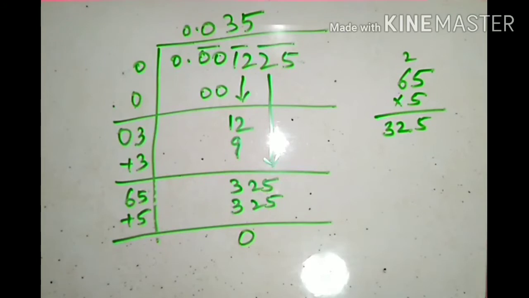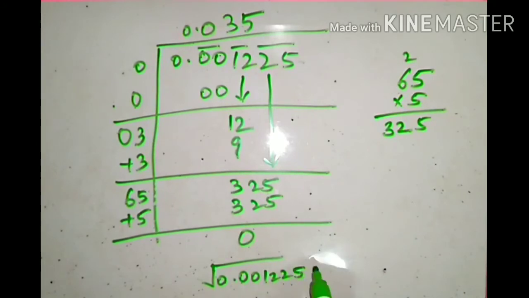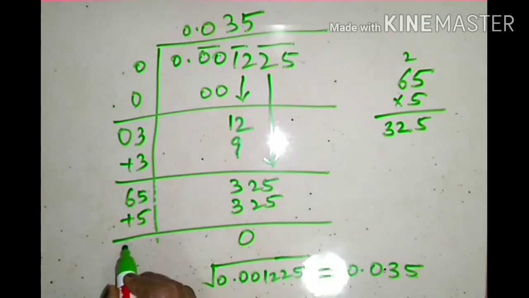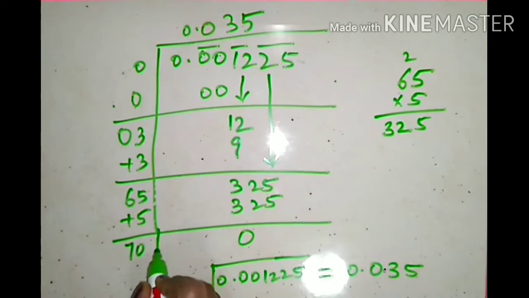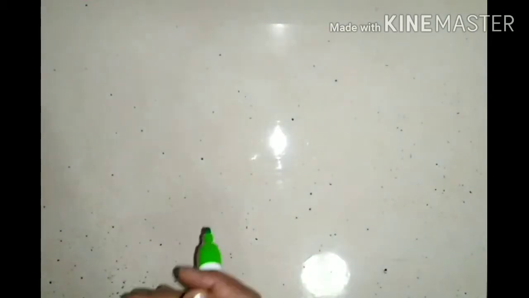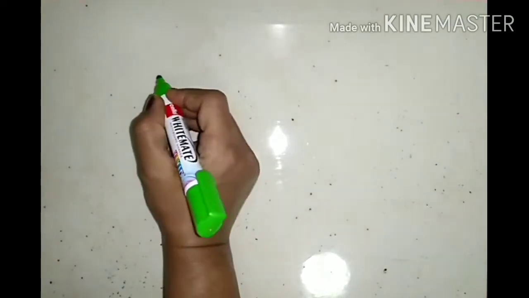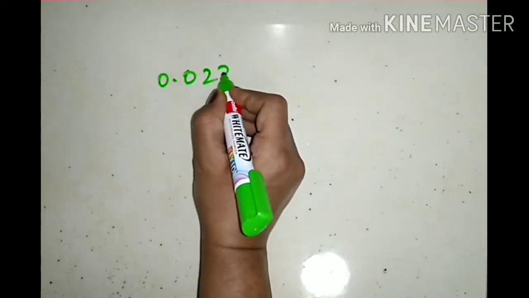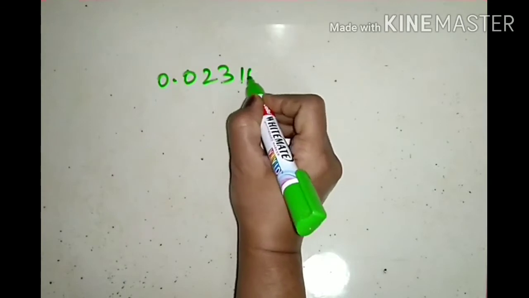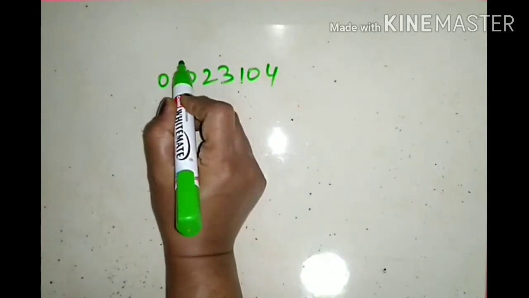Remainder is 0. So we have root of 0.001225 is equal to 0.035. 35 multiplied by 2 gives 70 and we have 70 here. So this is correct. Our next number is 0.023104. Making pairs.